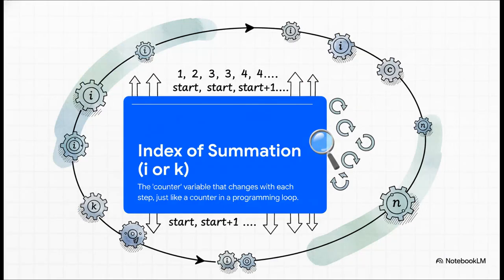First up, we have the index. You'll usually see it written as a little i or a k or maybe an n. This little guy is the workhorse of the whole operation. It's basically a counter that ticks up by 1 with every single step of the process. If you've ever done any programming, it's just like a counter in a loop.